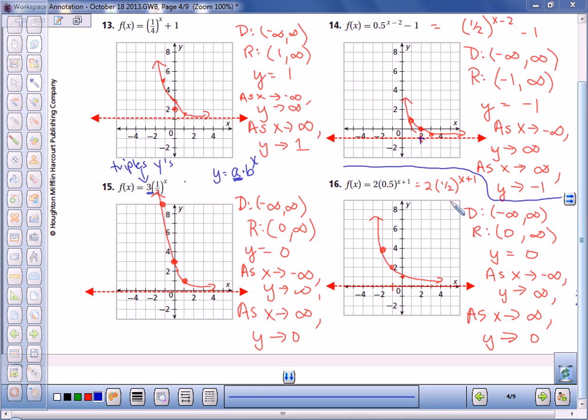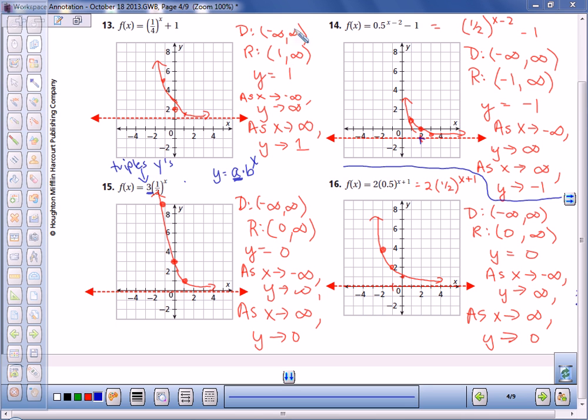Okay, number 13, shift up 1. My base is 1/4, so if I go left 1, 1/4 to the negative 1 flips it, and I get 4. 1/4 to 0 is 1. 1/4 to the first is 1/4. Hopefully you drew a better curve than I did.